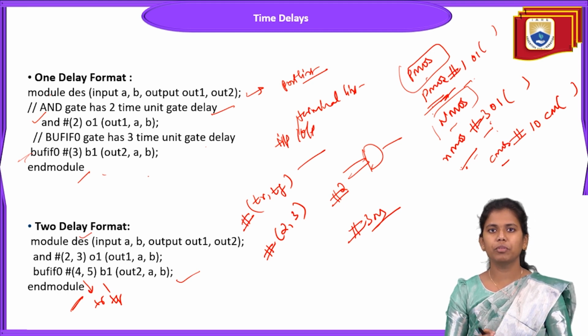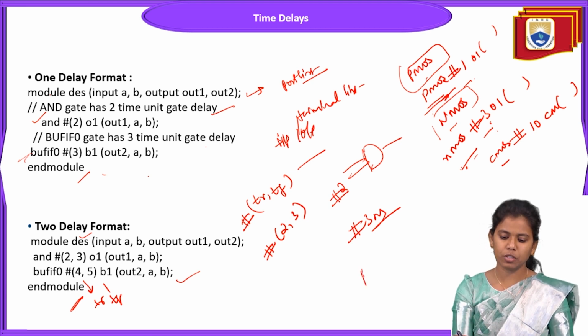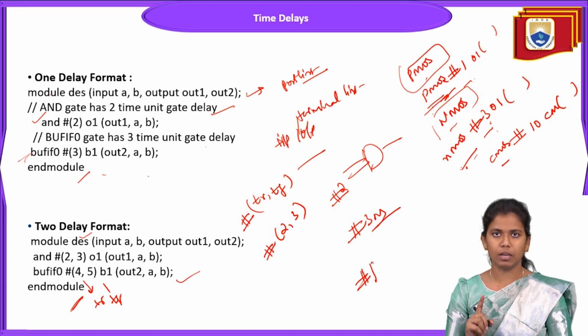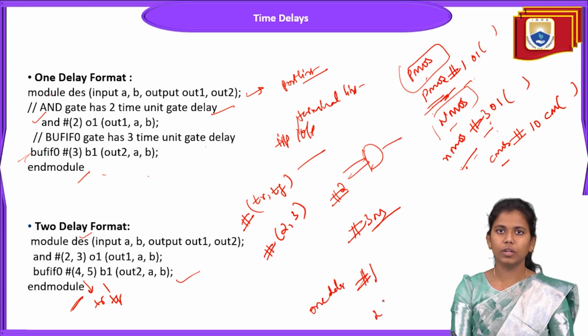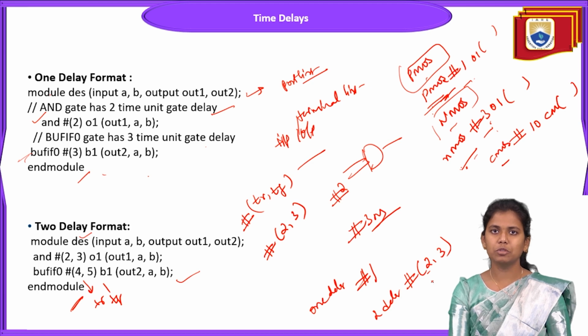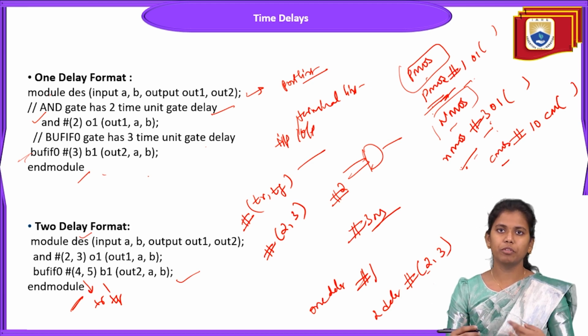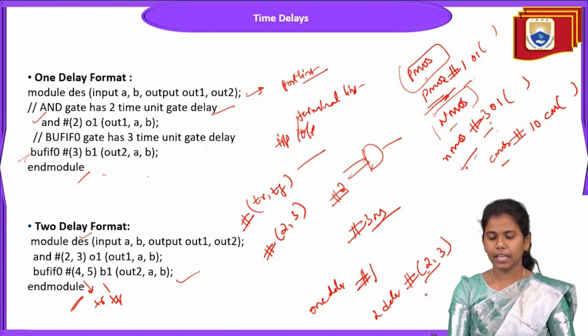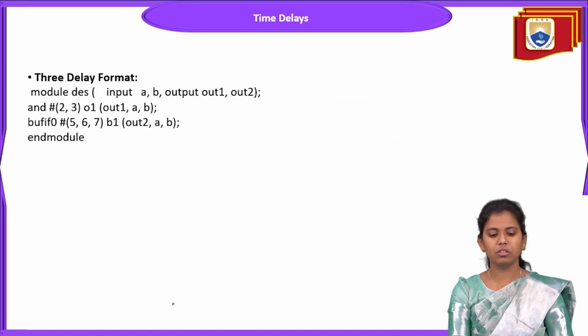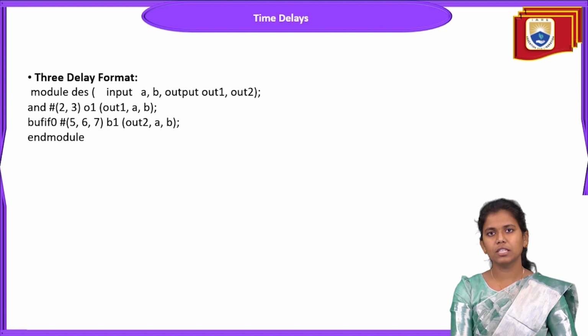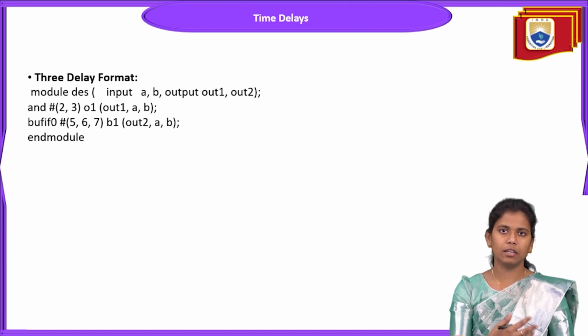In the 1 delay format, we are representing only one delay number. Whereas when it comes to the 2 delay, we have to represent the delays in terms of 2 numbers, 2 or 3, 4 or 5, whatever, with however much delay the signal is moving forward or passing out, with that much delay the representation has to take place. This is the 2 delay format and this is the 1 delay format. And coming to the 3 delay format, it is also simple, like the 1 delay and 2 delay.